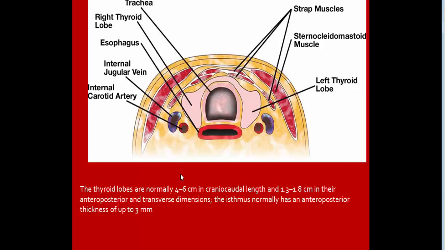Thyroid ultrasound reporting lexicon. Firstly, we look at normal ultrasound dimensions: 4 to 6 cm in craniocaudal length, and 1.3 to 1.8 cm in anteroposterior and transverse dimensions. The isthmus normally has an AP thickness of up to 3 mm. This is the thyroid gland, isthmus, and strap muscles, as we see present anteriorly, sternocleidomastoid on both sides, common carotid artery medially, internal jugular vein laterally, posteriorly the esophagus, and this is the two lobes, and in the center we see the trachea.